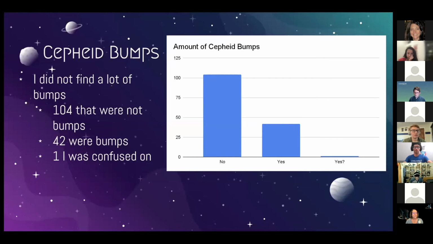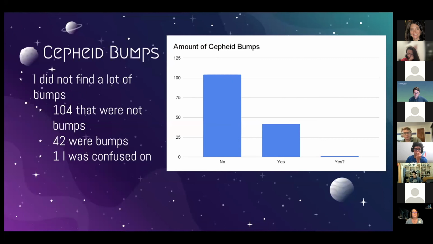I put this into a spreadsheet again, and then here's another graph from my information on the spreadsheet. I didn't find a lot of bumps. I found 104 that were not bumps, 42 that were bumps, and then there's one that I was a bit confused on, and so I had that there, and I didn't take it out.